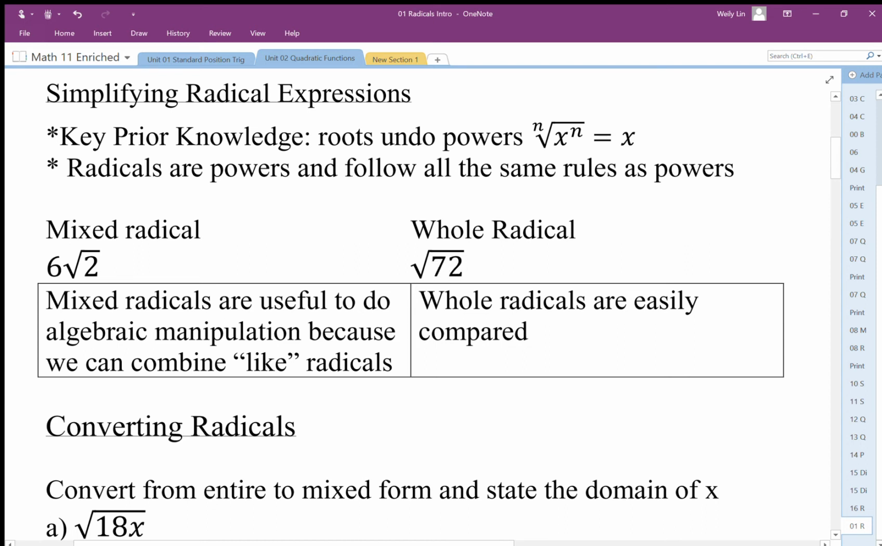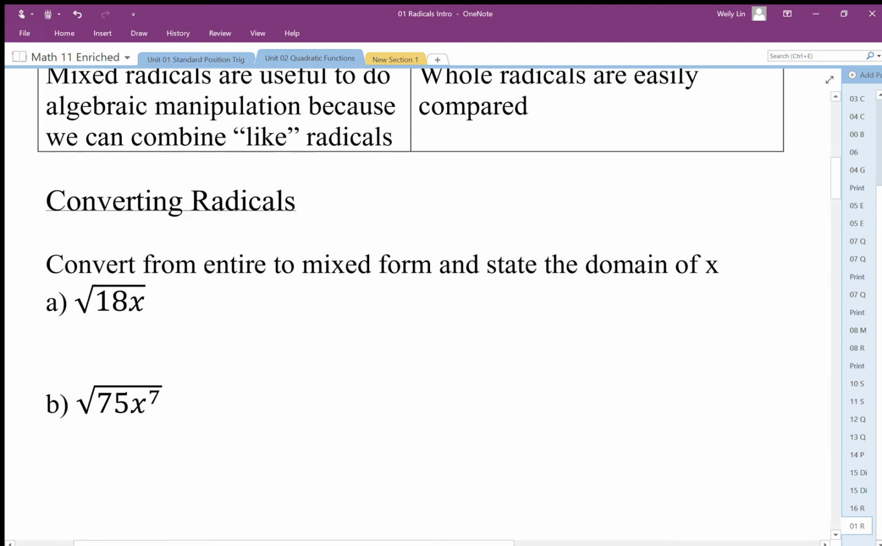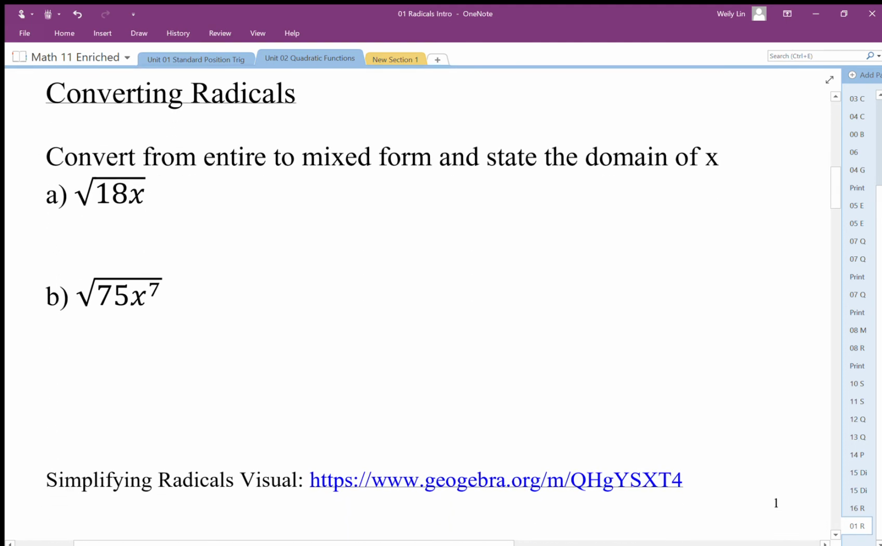So for example, square root 72 and square root 70, we can compare these two radicals with each other, because we know that we start with a square of area 72. Square rooting gives us a side length. Here we start with a square of 70, so this square is smaller than this square. That means that this side length must be smaller than this side length. So this is where whole radicals are useful, in that they are a little bit easier to compare with each other.